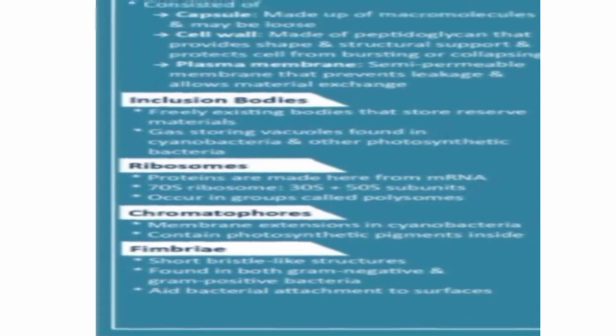Ribosomes: proteins are made here from mRNA. The 70S ribosome is divided into 30S and 50S subunits, and ribosomes occur in groups called polysomes. Chromatophores are membrane extensions in cyanobacteria that contain photosynthetic pigments inside.